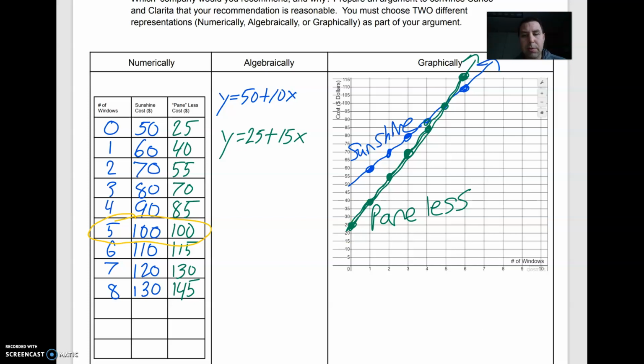And notice we'll see this graphically, the same solution at 5 windows is $100 right here where the two lines intersect. You can see that this is 5 windows at $100. Okay? So we can see the solution to a system numerically and graphically. So how do we see it algebraically?